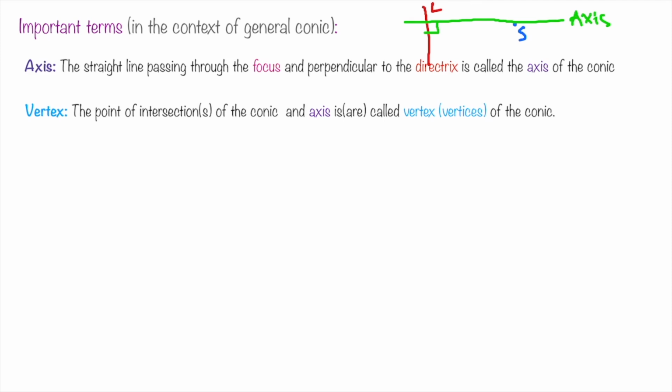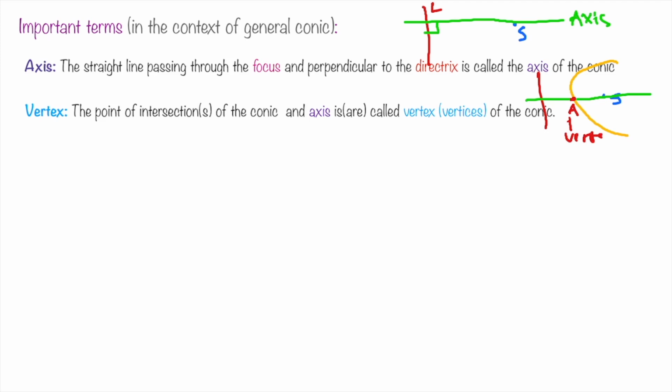Let me show you here. Let's say this is your focus and directrix and this is the axis. So this is your, let us say, conic parabola. In that case, the intersection of axis and the conic, this is a point. This is going to be a vertex.